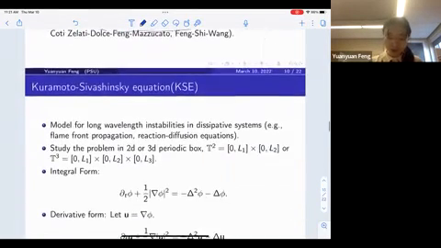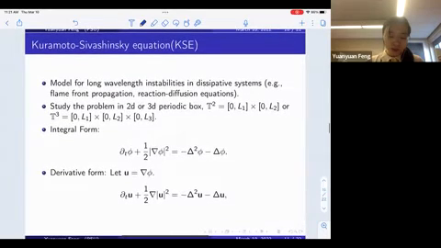So first, let's recall what the Kuramoto-Sivashinsky equation is. It is a model for long wavelength instabilities in dissipative systems like flame front propagation, reaction diffusion equation. We mainly study the problem in a 2D or 3D periodic box, and the length of the box in each direction may not need to be the same. So I just use L1, L2, or L3 to represent the length in each direction.